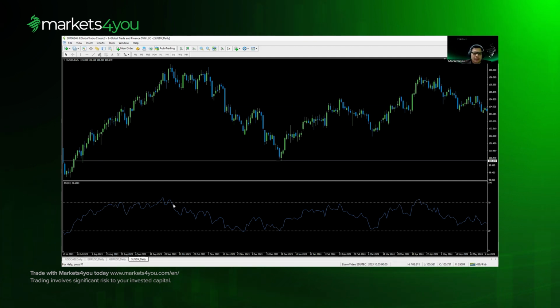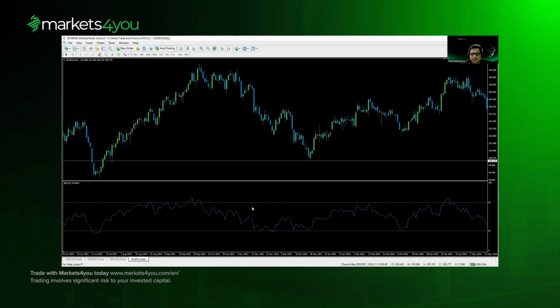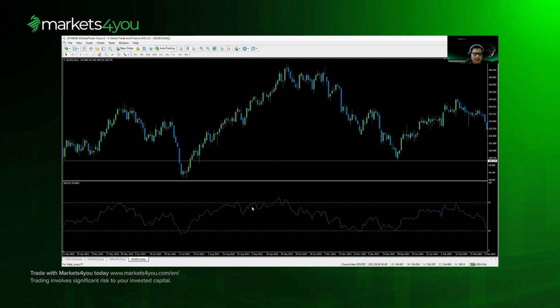Now let's see the examples. When the RSI crosses above the 70 level, it signals a potential sell opportunity because the market may be overbought. Let me find another example. You can see here, when the RSI crosses below the 30 level, it signals a potential buy opportunity because the market may be oversold.